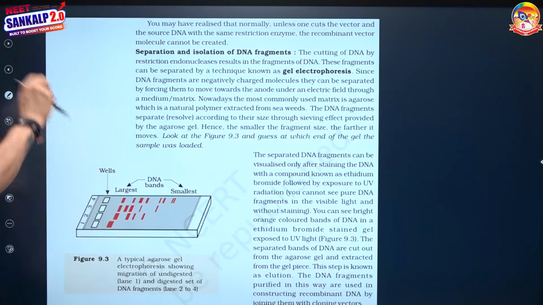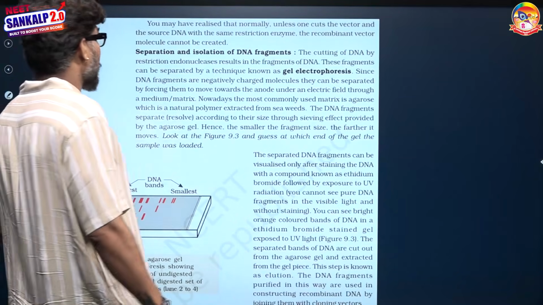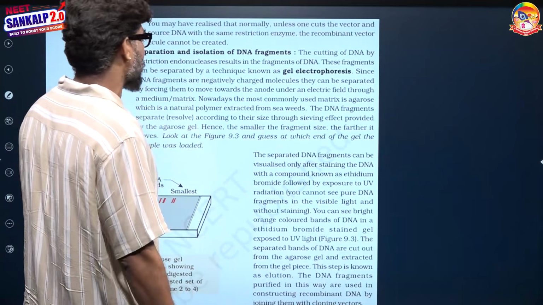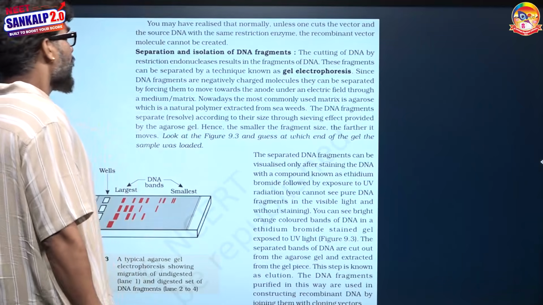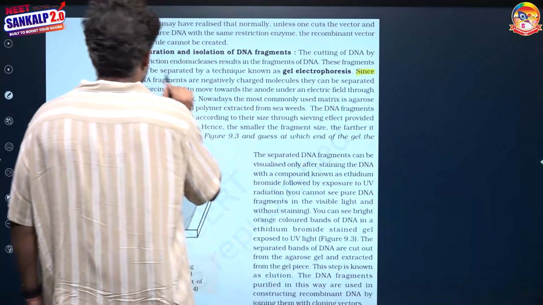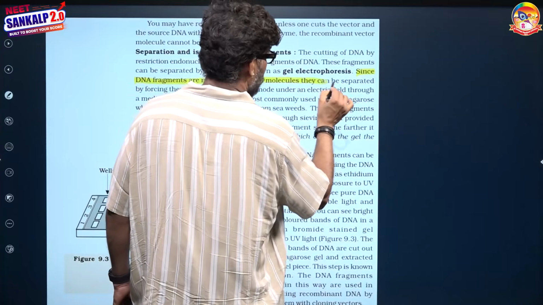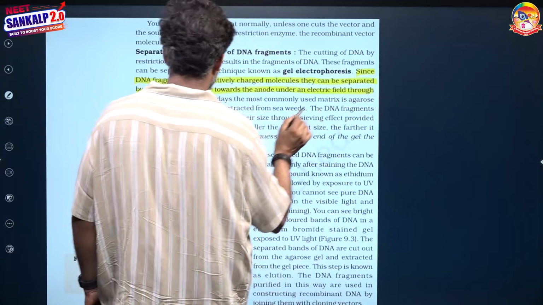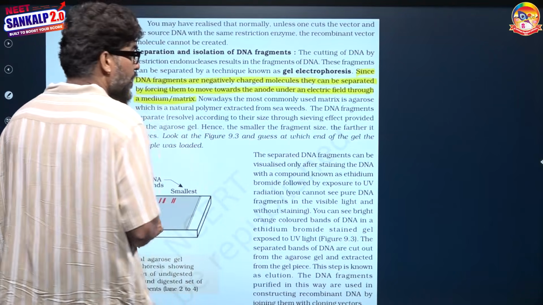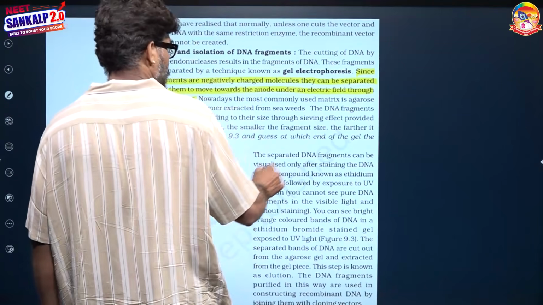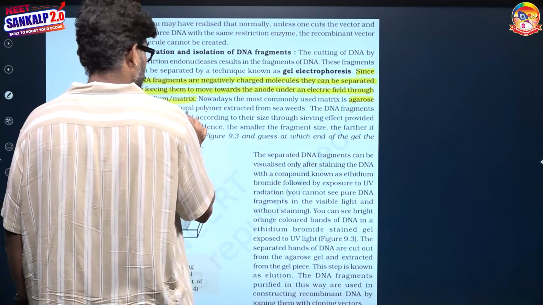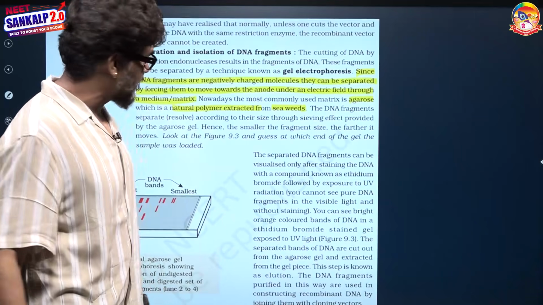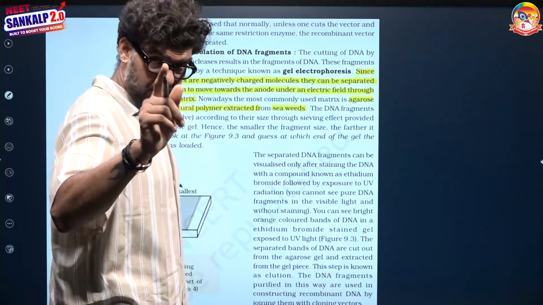Separation and isolation of the DNA fragments. The cutting of DNA by restriction endonuclease results in fragments of DNA. These fragments can be separated by a technique called gel electrophoresis. Why? DNA fragments are negatively charged molecules, so they can be separated by forcing them to move towards the anode under an electric field through a matrix or medium. Nowadays, the most common matrix that we use is agarose, which is a natural polymer extracted from seaweed. You have heard the names Gracilaria and Gelidium. Be careful: seaweed, not seagrass.